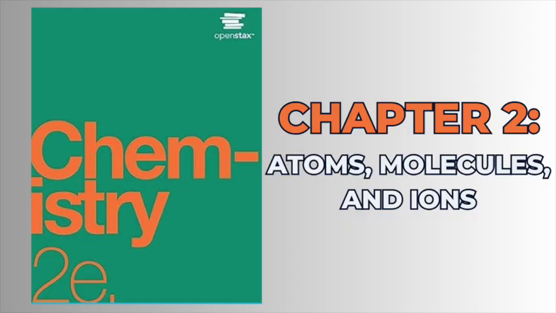A neutral atom must contain the same number of positive and negative charges, so the number of protons equals the number of electrons. Therefore, the atomic number also indicates the number of electrons in an atom. The total number of protons and neutrons in an atom is called its mass number, A. The number of neutrons is therefore the difference between the mass number and the atomic number: A minus Z equals number of neutrons. Atomic number Z, mass number A, A minus Z equals number of protons plus number of neutrons.